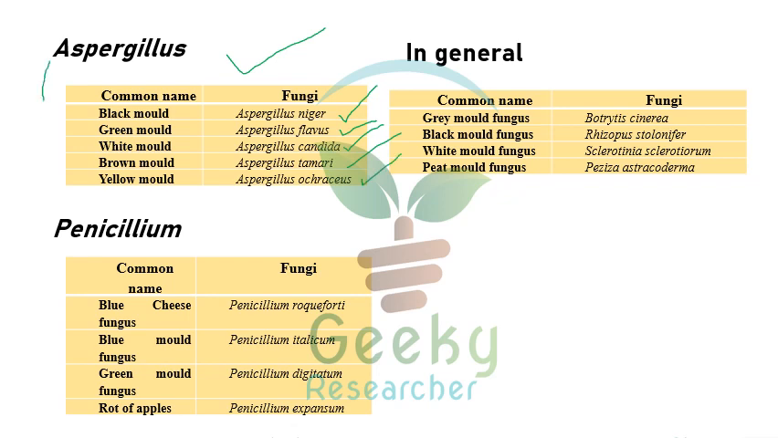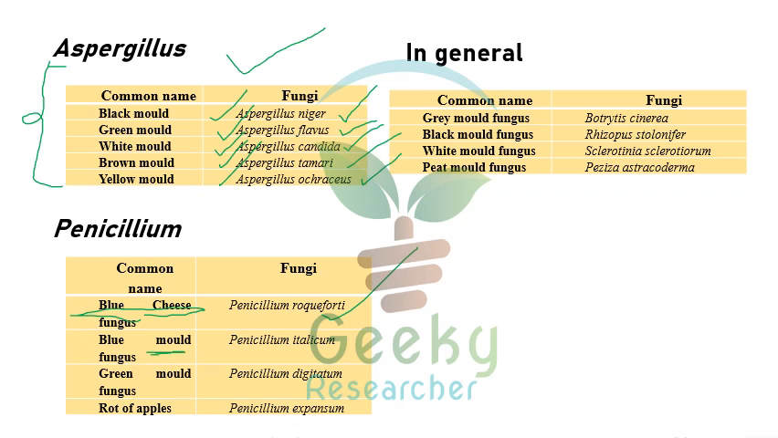I have already seen questions from this section, which is why I placed it here. Black mold of Aspergillus is Aspergillus niger, green mold is Aspergillus flavus, white mold is Aspergillus candidus, brown mold is Aspergillus tamarii, whereas yellow mold is Aspergillus aureus. When it comes to Penicillium, the blue cheese fungus is Penicillium roqueforti. Blue cheese is actually produced from Penicillium roqueforti. That is the blue mold of Penicillium.